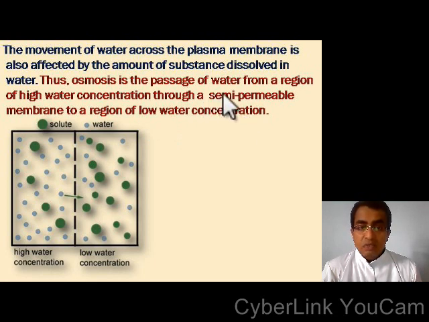Osmosis is the passage of water from a region of high water concentration to a region of low water concentration through a semi-permeable membrane. Here you can see the movement of water molecules from a region of high water concentration to a region of low water concentration through a selectively permeable membrane.